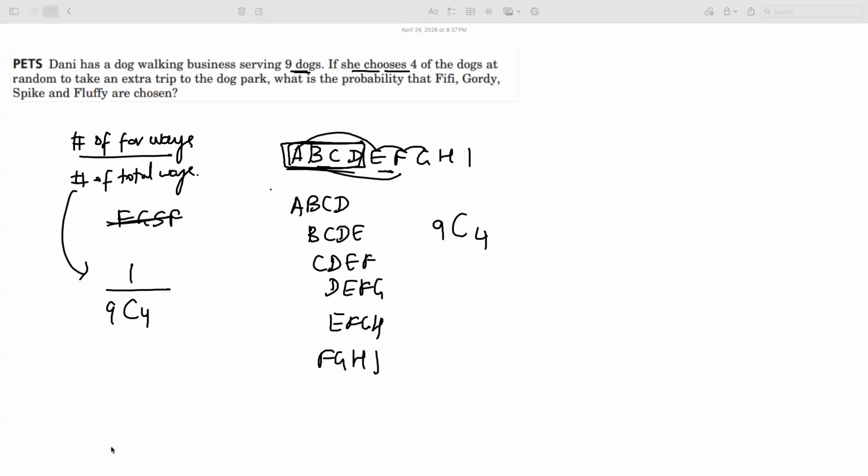Avyuk, are you with me? Yeah. Okay, go ahead and do it then. Tell me the answer. We'll do more problems, guys. I don't think this is enough. Ma'am, is it 1 over 126? Let me check. 1 over 126 is correct.